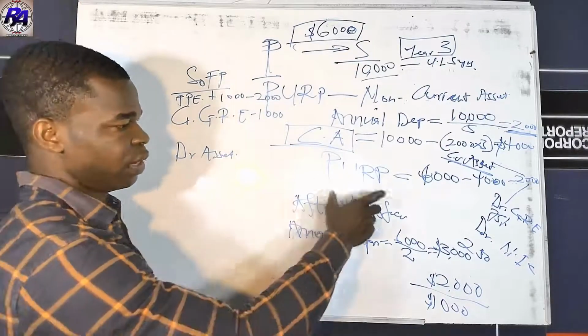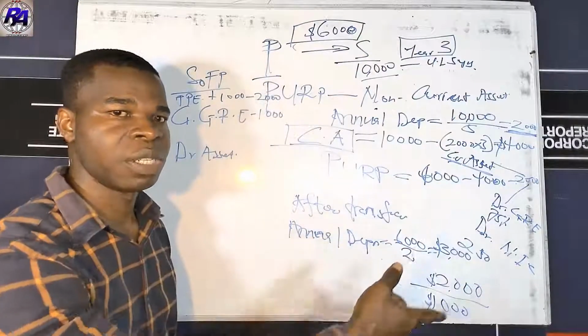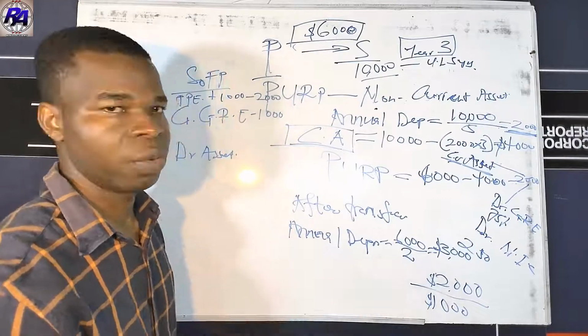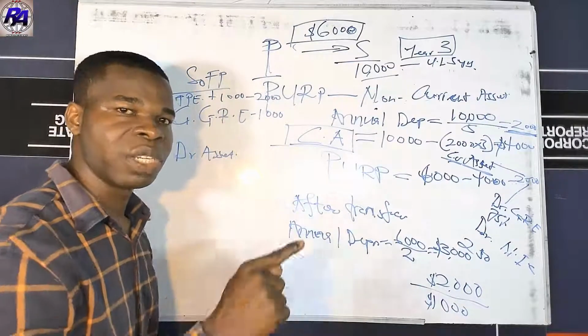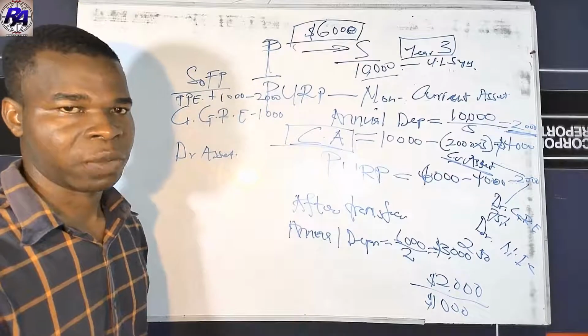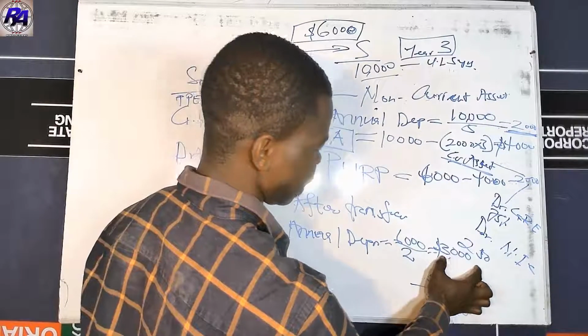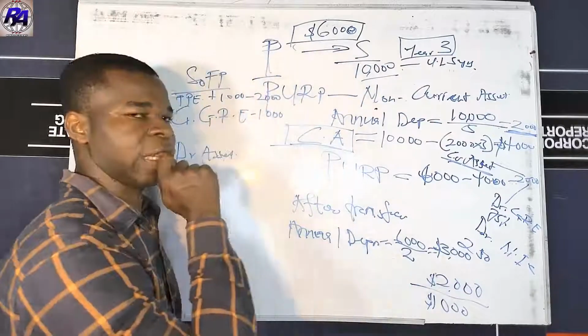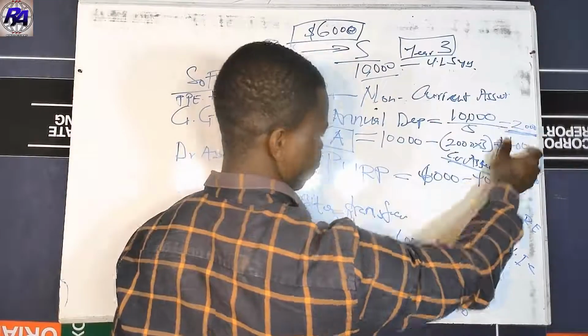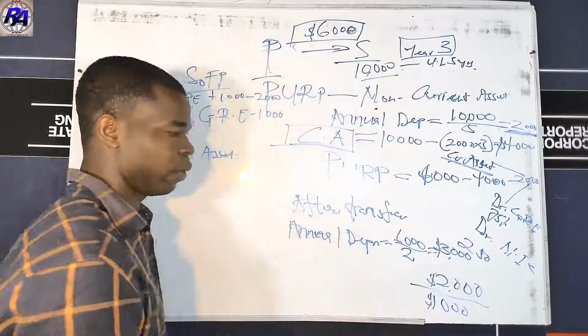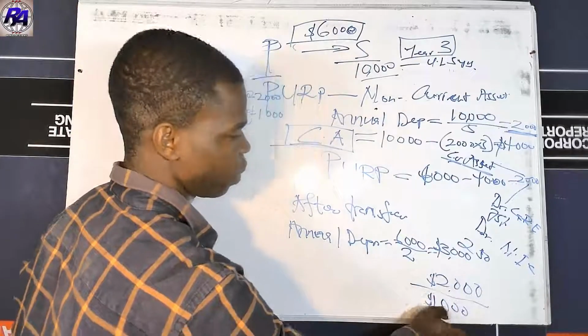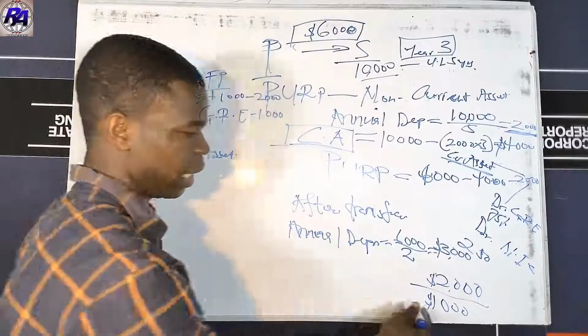Then you go ahead to determine whether there is an overcharged depreciation or an undercharged depreciation. How do you do that? Determine the depreciation after the transfer has occurred, as we have done here. After the transfer has occurred, the depreciation is now 3,000. But when the transfer had not occurred, the depreciation was 2,000. So the depreciation of 3,000 has been overcharged by what? 1,000. This also needs another treatment.